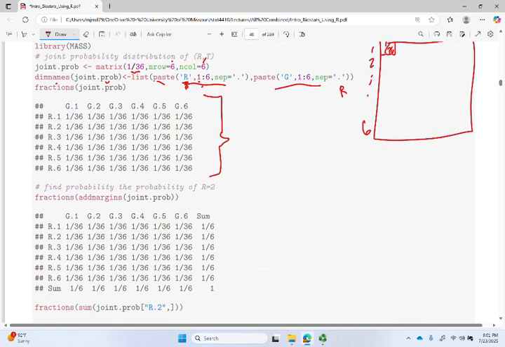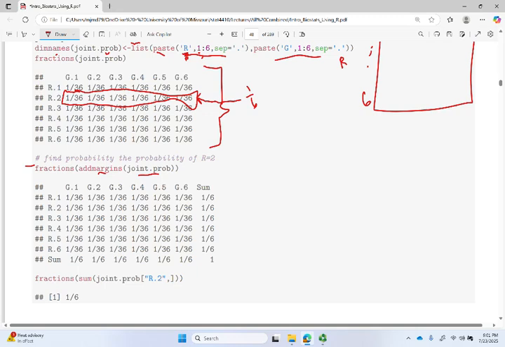Now, the probability that we roll a 2 is found when we sum out all the possibilities of the other event. When we sum those, we get 1/6. To do this, we can add margins to our matrix. In the MASS library, there's a function called fractions, which I like. It's kind of nice.